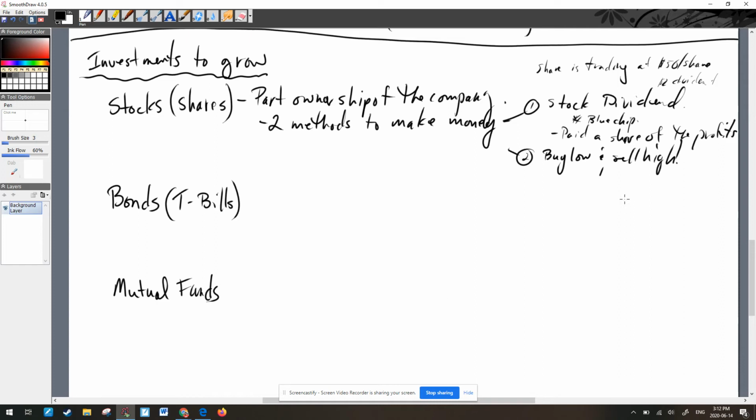It's the buy low and sell high. Okay. Now, those are the two main methods of making money off of stocks or shares. It's not the only way, but those are the ways we're going to talk about. So, why wouldn't everybody just drop their money into stocks and shares?